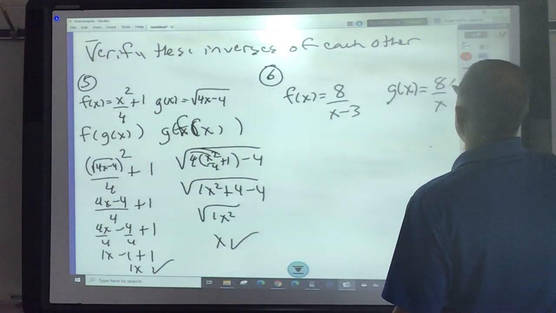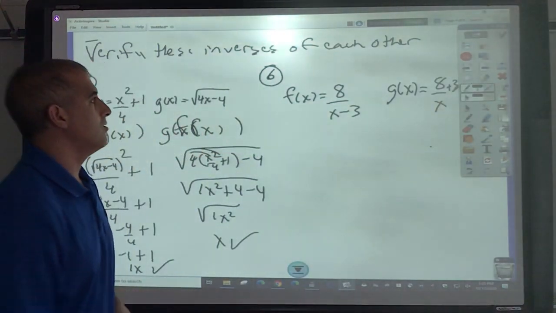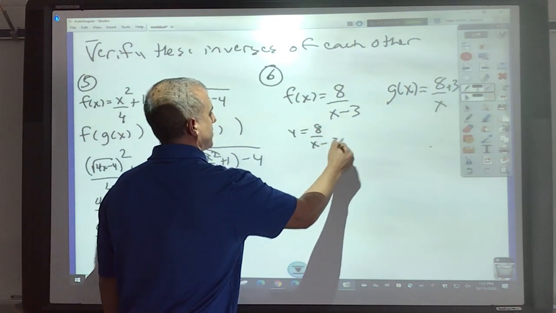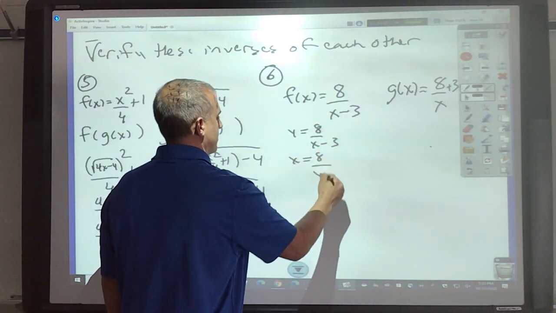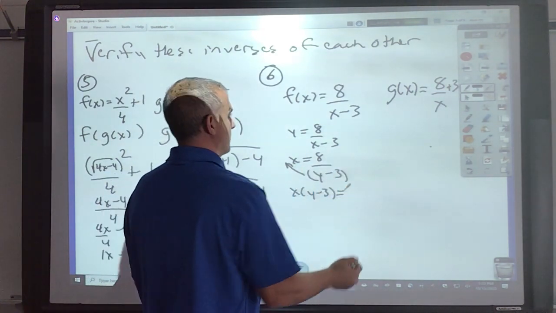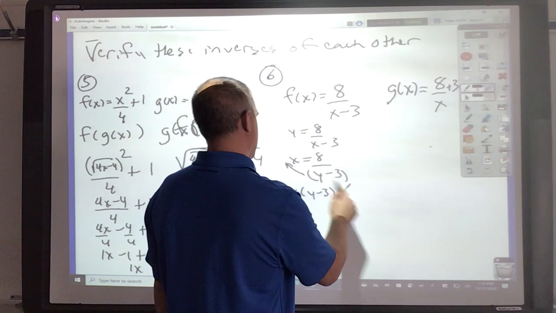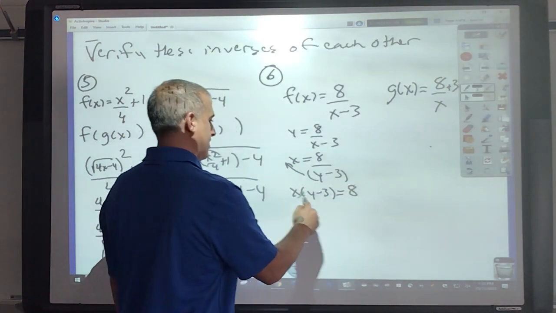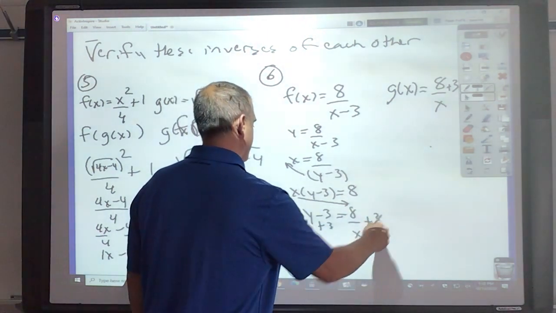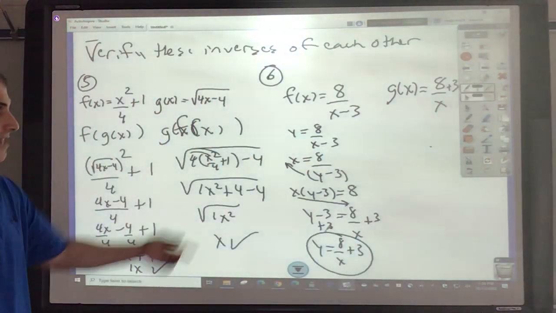I think that I left off a plus 3 here. So what I would do here is the arithmetic one. I'm going to switch the x's and y's. Then this x will go back underneath, and then I'd add 3 back over here to the other side. And that matches that.